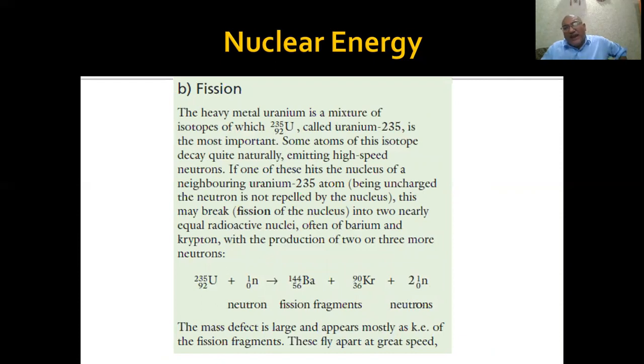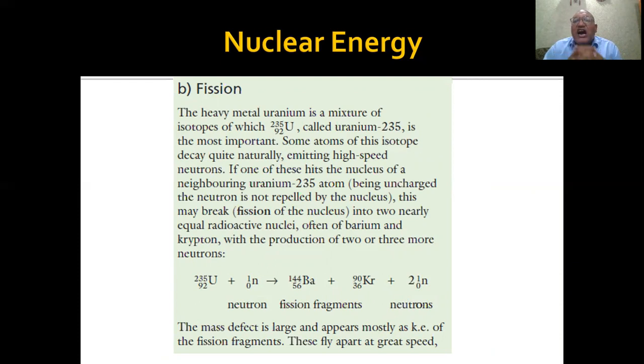Okay. So another very important thing is the fission. From an examination point of view, it is very important. Fission, what does the fission mean? In the fission, what happens?